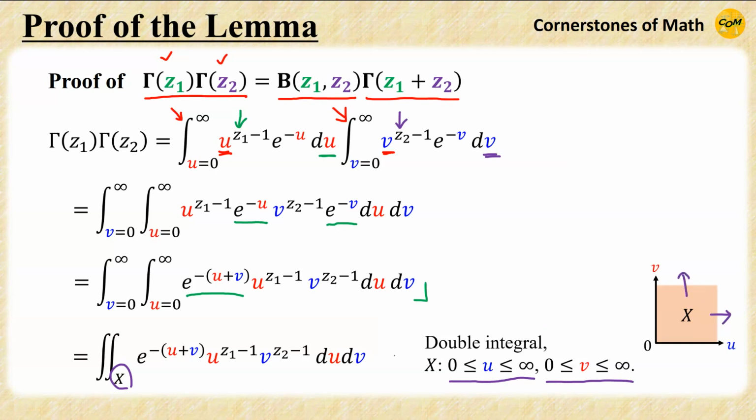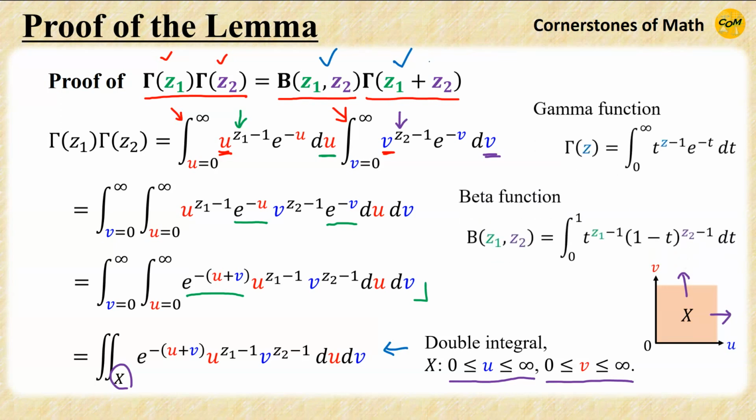But here's the thing. We want to prove that this integral is equal to the product of some beta function and some gamma function. But if we take a look at the interval of each function, the gamma function has an interval from 0 to infinity, so it won't be a problem, but the beta function has an interval from 0 to 1. However, in our obtained integral, both u and v have values from 0 to infinity.